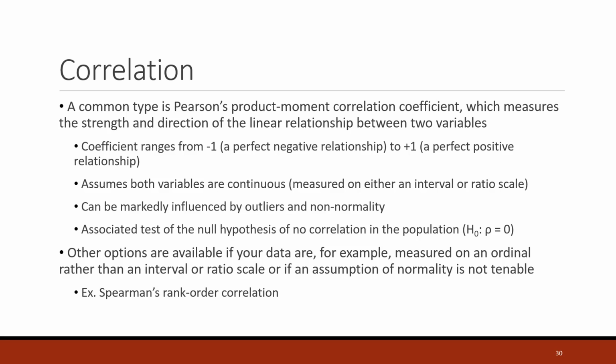And a monotonic relationship is one in which, as the values of one variable increase, so do the values on the other variable, or as the values on one variable increase, those on the other decrease, but not necessarily in a linear fashion.